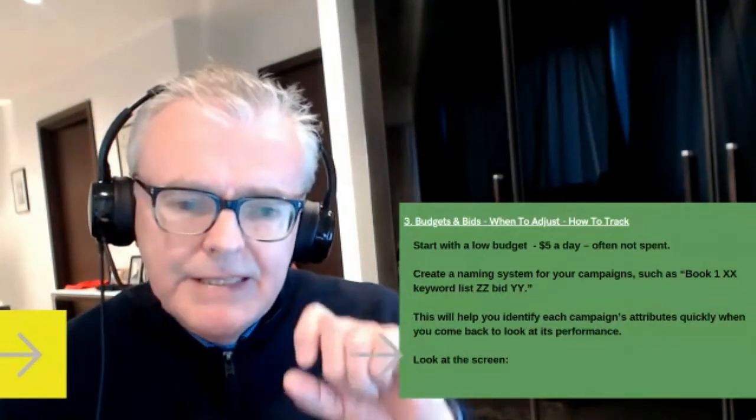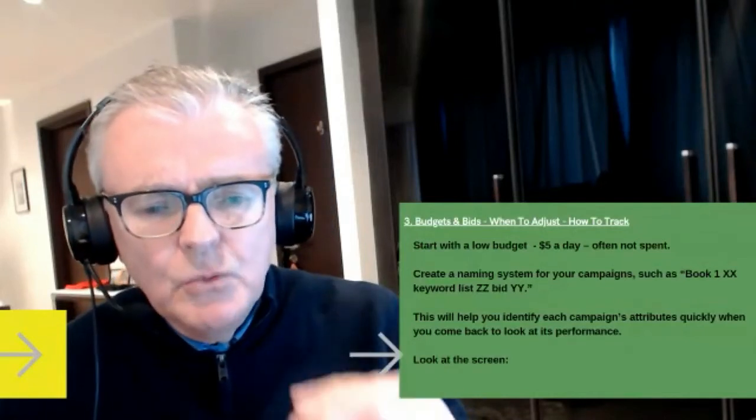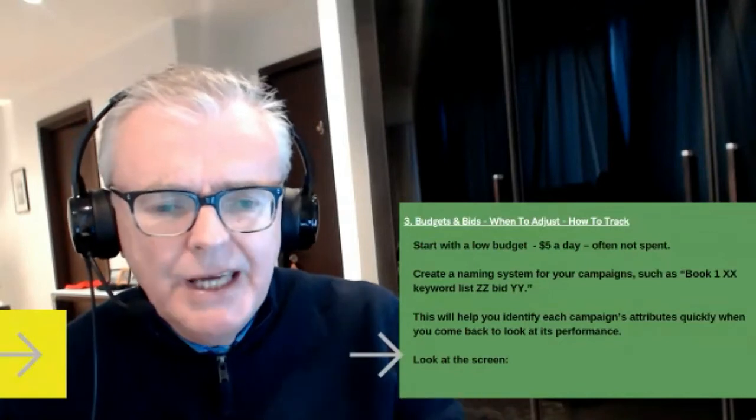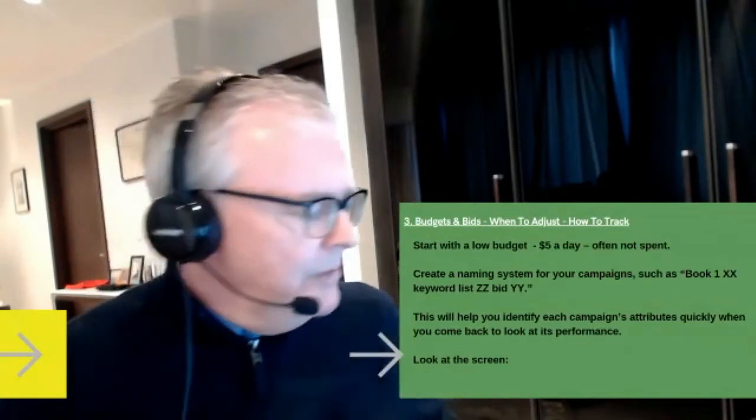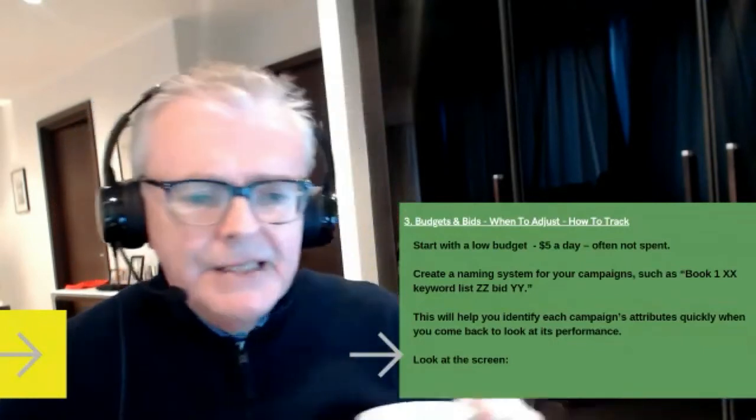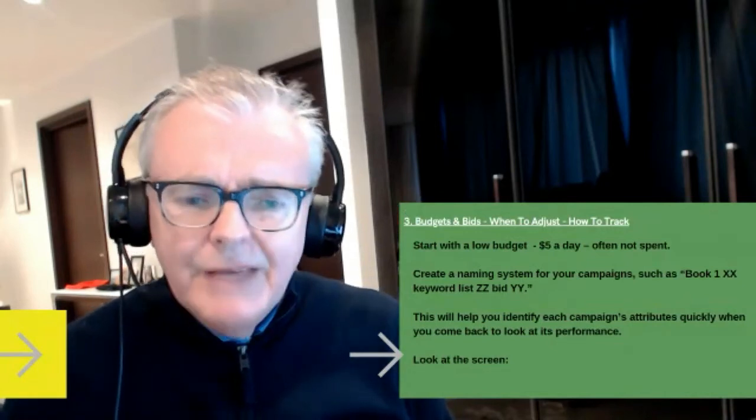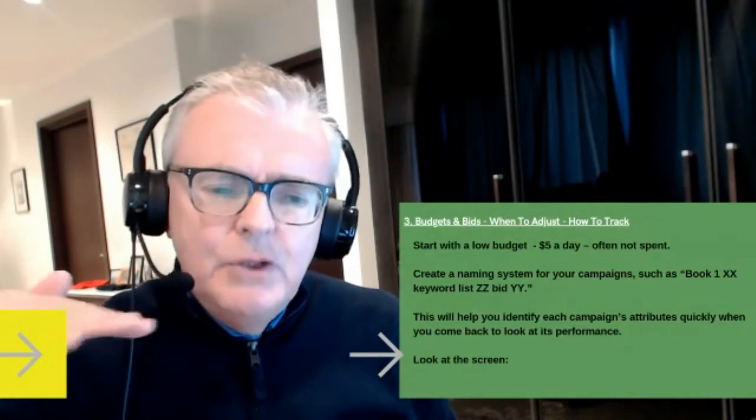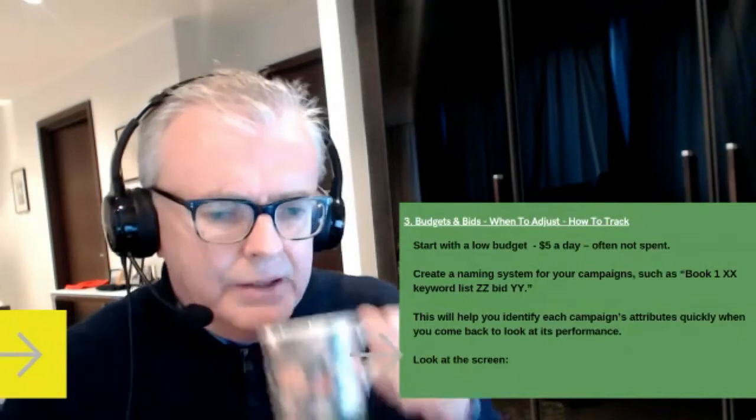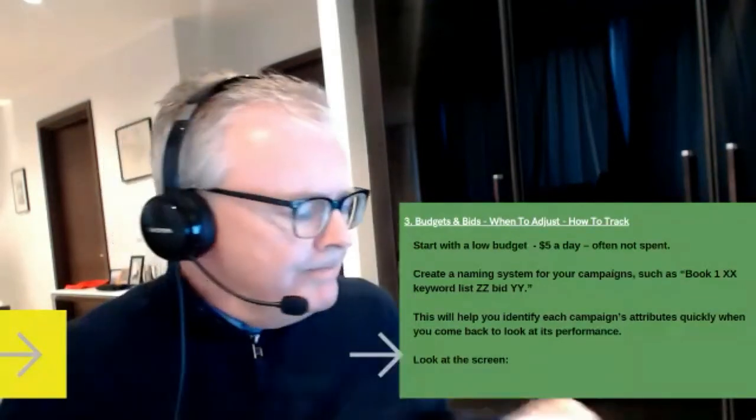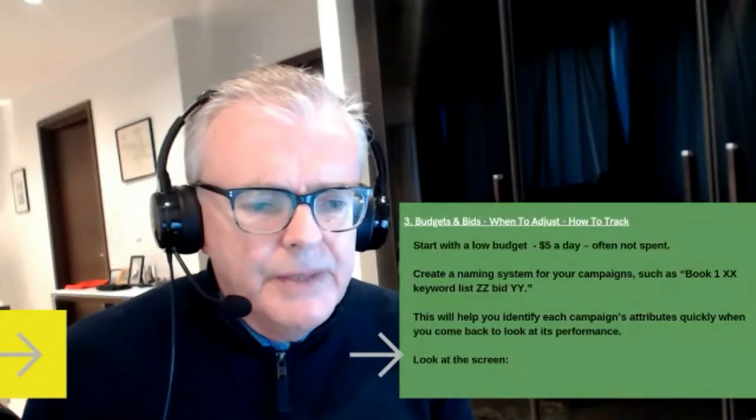So you can set it at a $5 daily budget. That is the maximum amount you're willing to give Amazon to spend on ads in that campaign. Okay, so that daily budget is really important. Understand the concept that that is the maximum. Even if you set your bid wrong at $5 instead of 50 cents, if you've set your daily budget at only $5, it will only do one click. So $5 a day, and it's often not spent.